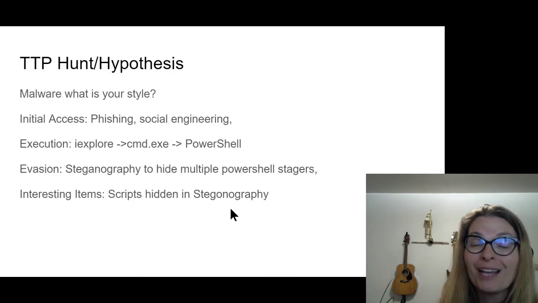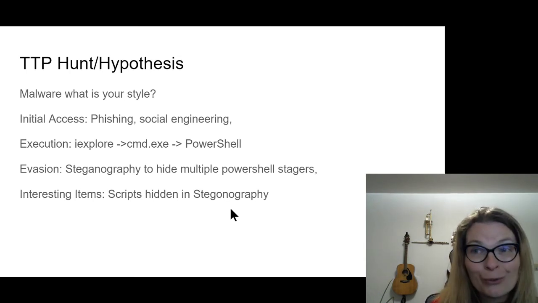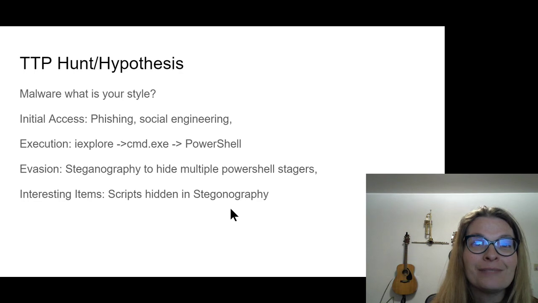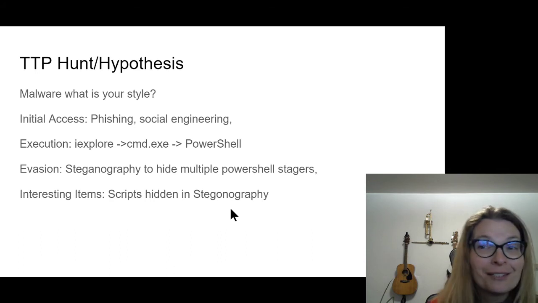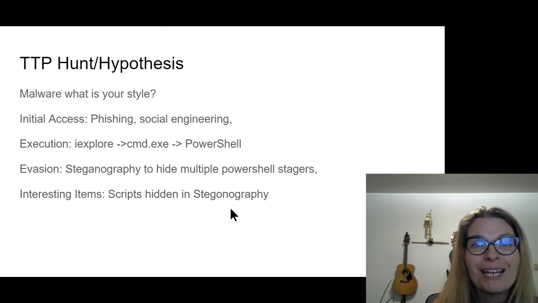Okay, so what do we know? Our TTPs in this case: initial access, phishing or social engineering, perhaps a little bit of both. Execution pathway, we've got iExplore to cmd to PowerShell. It's pretty malicious. You're hardly ever going to see that. And you use steganography. So if you were looking for this, you might have noticed an image file come down and thought, maybe not a big deal. But when you wrap that together with PowerShell running from Internet Explorer shortly beforehand, then we start to have something more interesting.